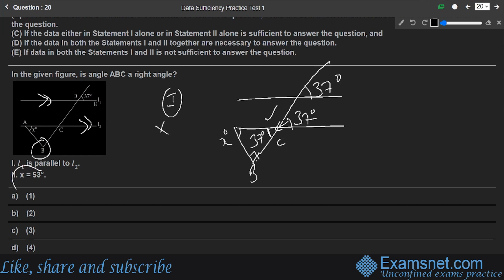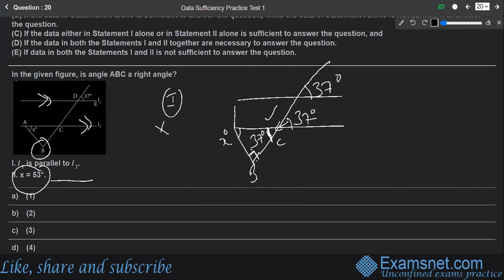If we see statement number two alone, the value of X is mentioned, but statement number two is not telling that L1 and L2 are parallel. So we cannot explore this detail. We cannot reach the conclusion that this angle is 37 degrees if L1 and L2 are not given parallel. So clearly, using statement number two alone, we cannot find out the measure of angle B. But what if we combine both the information?